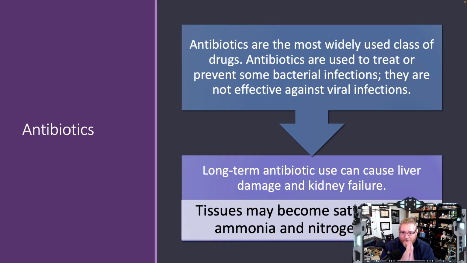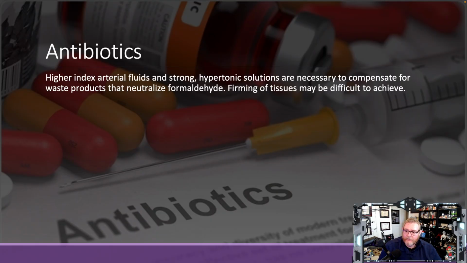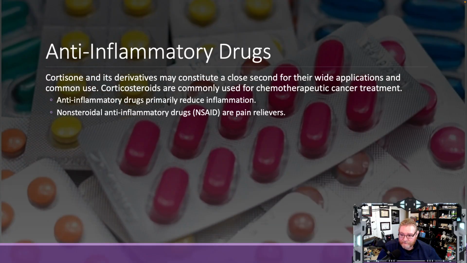First up, we have antibiotics. Antibiotics are the most widely used class of drugs. Antibiotics are used to treat or prevent some bacterial infections. They are not effective against viral infections. Long-term antibiotic use can cause liver damage and kidney failure, which causes tissues to become saturated with ammonia and nitrogen waste. Higher index arterial fluids and strong hypertonic solutions are necessary to compensate for waste products that neutralize formaldehyde. Firming of tissues may be difficult to achieve.